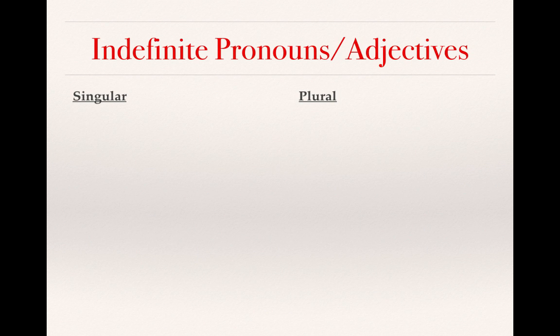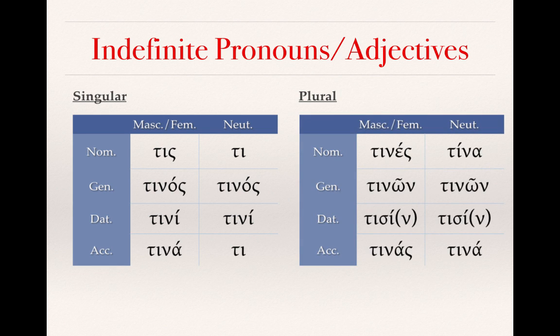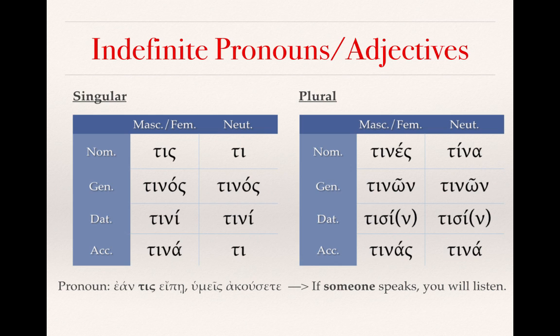Here are the forms of the indefinite pronouns and adjectives. Once again, broadly they follow the third declension nouns, and you'll see that the accent has shifted slightly. In the nominative singular, you'll notice there are no accents, but in the interrogative pronouns and adjectives, there is an accent there. Now here is an example of the pronoun. Ean tis eipē, humeis akousete. So if someone speaks, you will listen. So this is not a question, this is a statement.